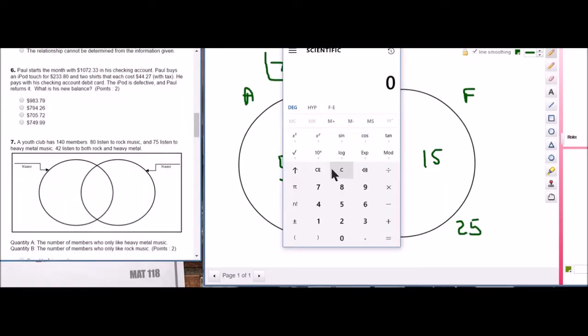Now this is much more simple than how it's presented, but 1072.33. All right, so let's just go step by step. He did buy the iPod. He did buy 2 shirts. That's what he had. Then the iPod was defective, he returned it. And there's your balance.